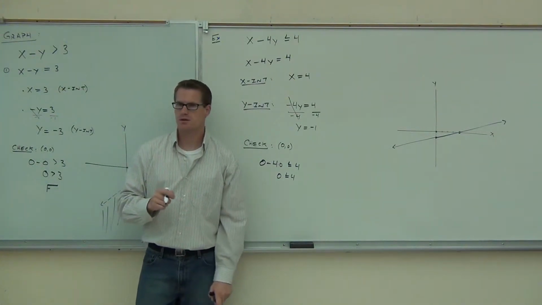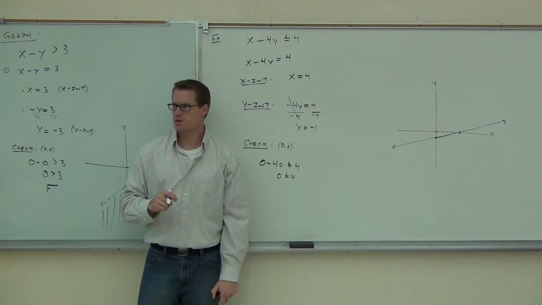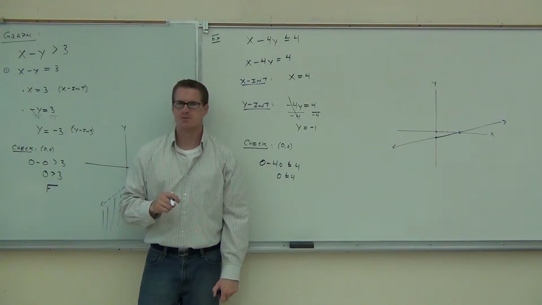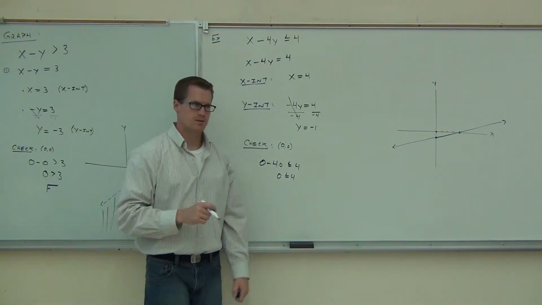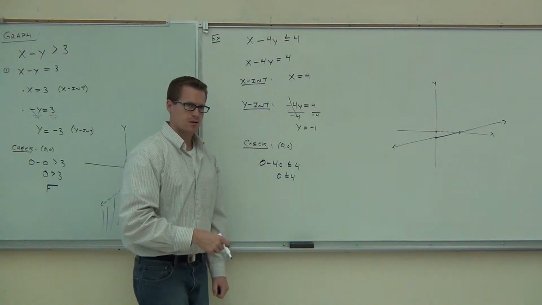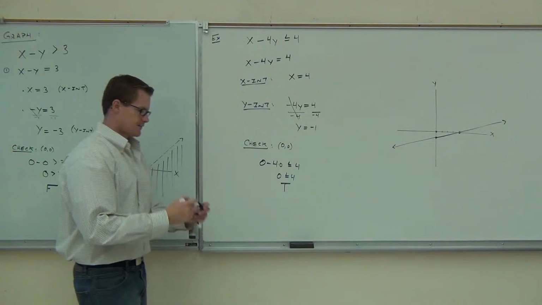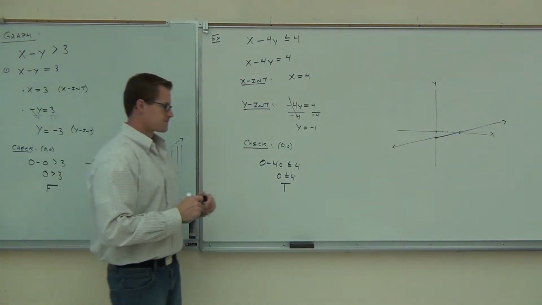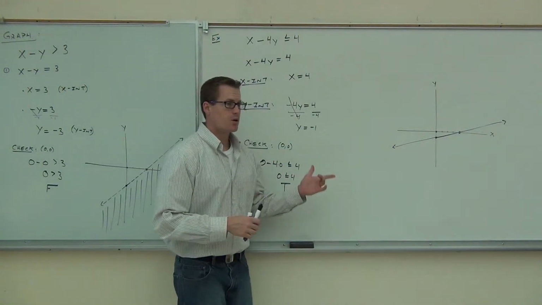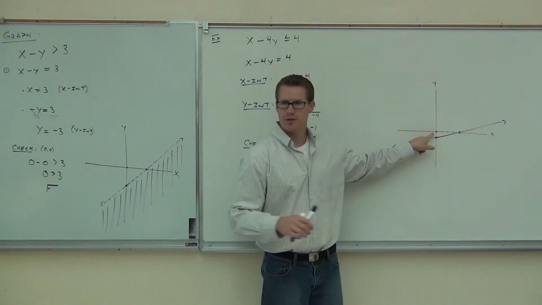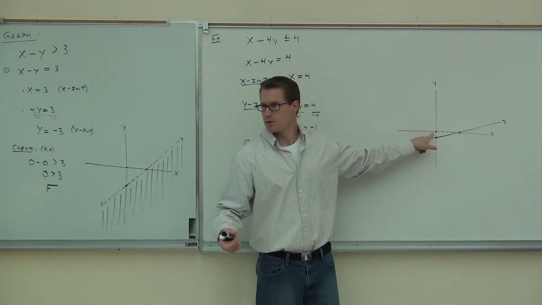What do you think? True. Is 0 less than or equal to 4? Absolutely. Yeah, that's definitely true. 0 is less than 4, right? Definitely true. Well, here's what we did. We just checked that point. So know the point that you checked. Did this point work? Yes.